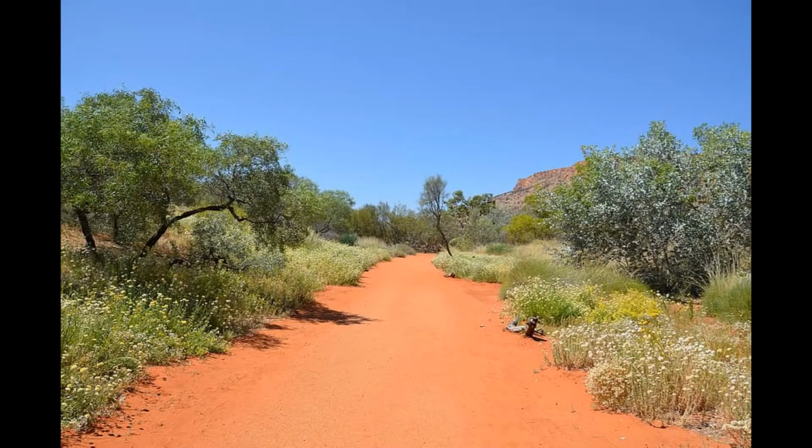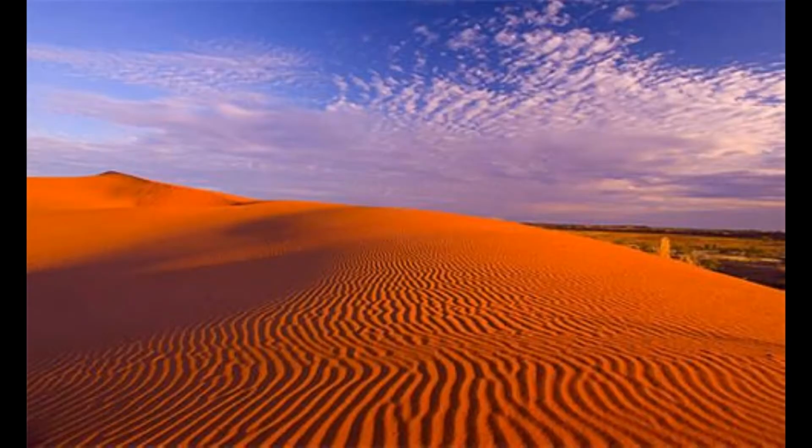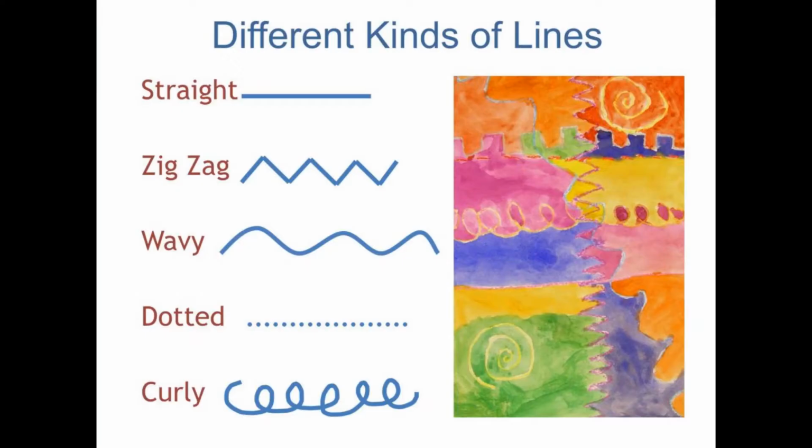While we're learning about deserts, we are also going to spend some time drawing and using lines and colouring together. So let's talk about lines. We have wavy lines, zigzag lines, dotted, swirly, straight, dashed lines. There are so many options, Prep.